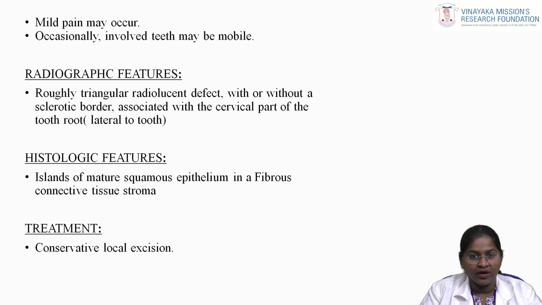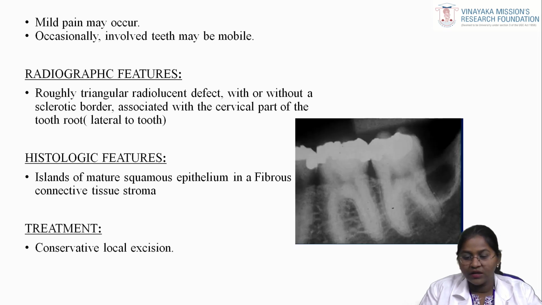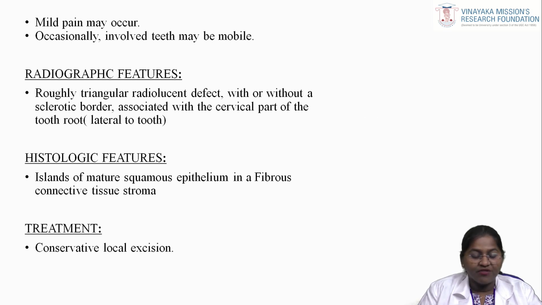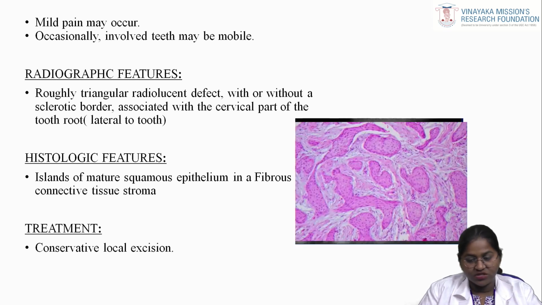You can see a triangular-like radiolucency. Here there is a triangular-like radiolucency distal to the 7. Islands of mature squamous epithelium in a fibrous connective tissue stroma are seen in the histology, and for treatment, local excision is enough. So this is the histology.